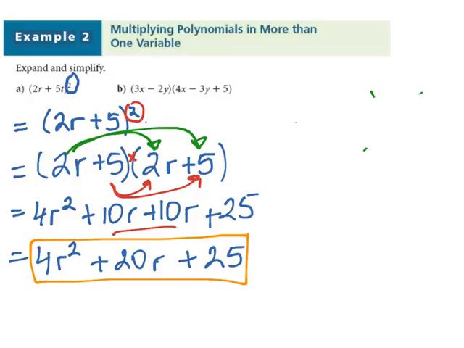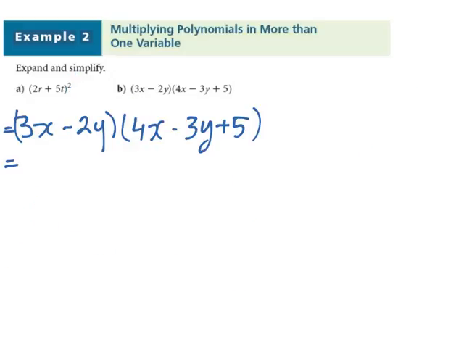Let's continue on with question B. The only difference with question B from all the other examples that we've done thus far is that it has two letters, x and y, two variables. Don't let that trick you. We're still going to use the same type of operation, the same type of procedure. So again, we're going to multiply everything with the first term. The first term is going to multiply everything in the second polynomial. So 3 times 4 is 12, and x times x is x squared.